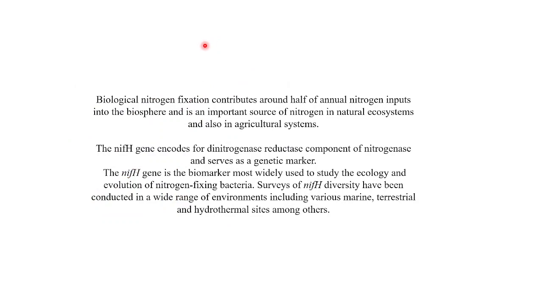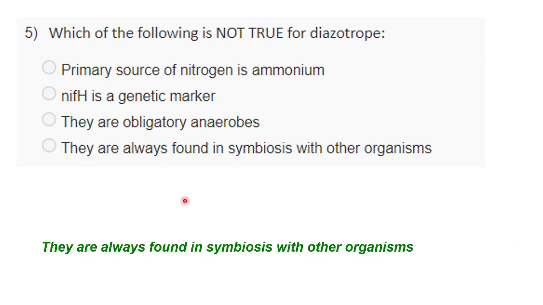So biological nitrogen fixation contributes around half of the annual nitrogen inputs in the biosphere, and it's an important source of nitrogen in natural ecosystems and also in agricultural systems. And one of the options was regarding the NIFH gene. The NIFH gene basically encodes for an enzyme called dinitrogenase reductase. It's a component of the nitrogenase enzyme, and it also serves as a genetic marker. So this NIF gene is a biomarker, and it is used to study the ecology and the evolution of the nitrogen fixing bacteria. So that was one of the questions over here.